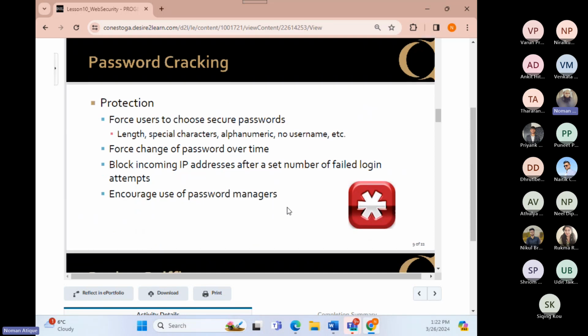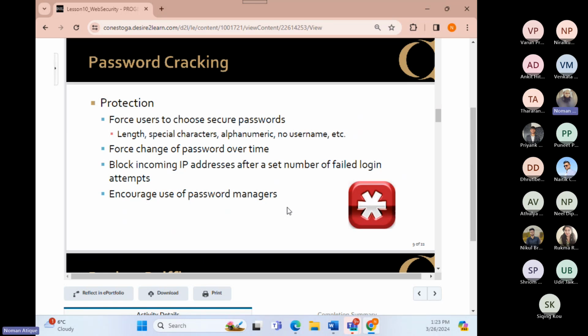Now, protection from password cracking. Force users to choose secure passwords, which we usually get, and at times it becomes annoying also. It would ask for a specific length, specific character usage, that it has to be alphanumeric. It should not be the date of birth. It should not be any older password. It should not be your last name. It tries to force all those secure passwords.